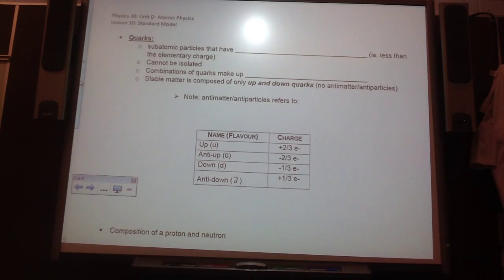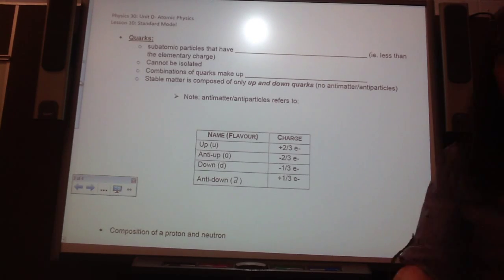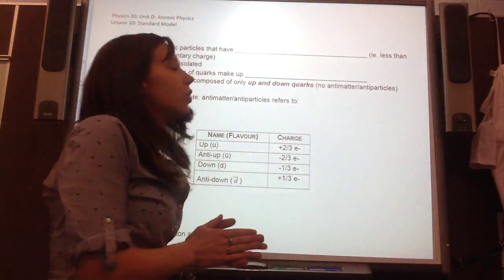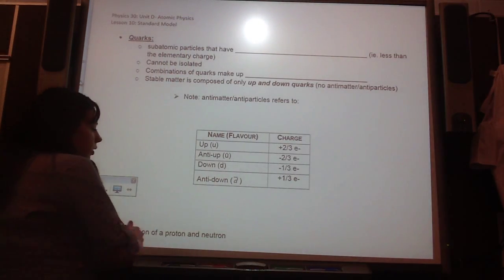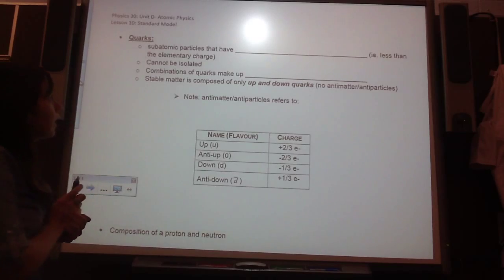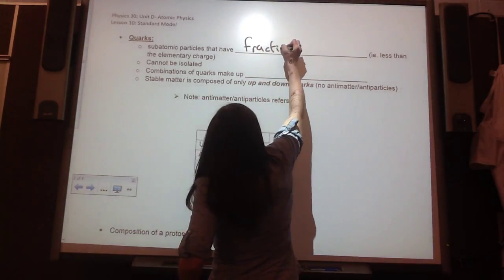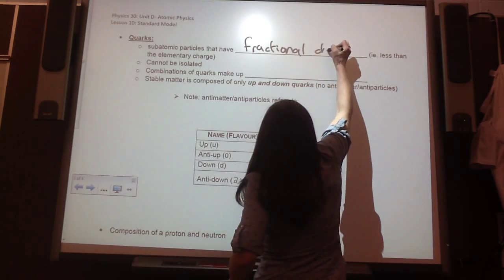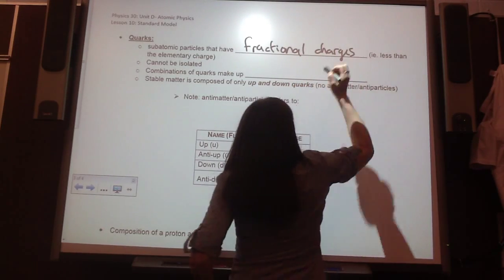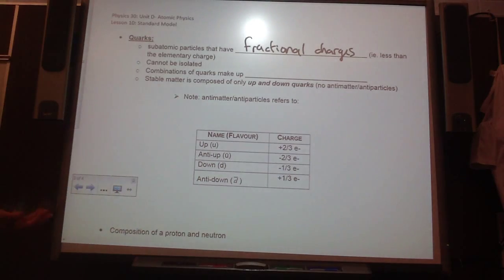What you have to know, and memorize, and know how to use is just a couple of those quarks, as I mentioned to you before. So we'll go through the ones that you need to know. When we think about subatomic particles, like our quarks and our leptons, they have fractional charges. So that means less than the elementary charge. Quarks cannot be isolated.